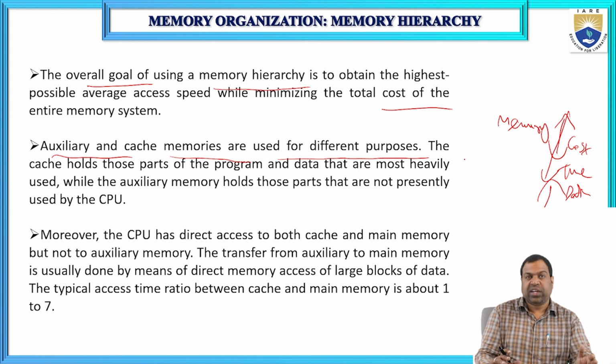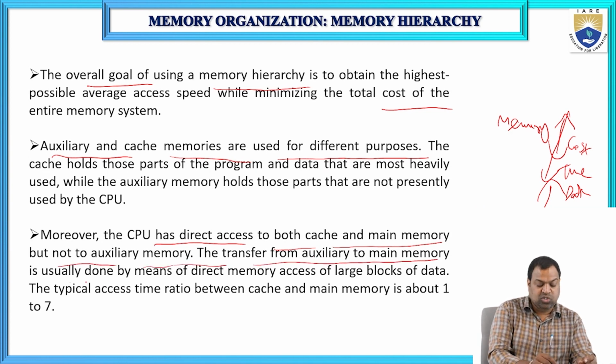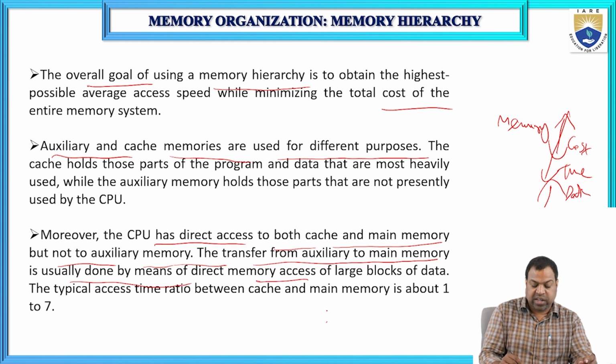Auxiliary and cache memories are used for different purposes. The auxiliary concept is different, and cache memory is different. The cache holds those parts of the program and data that are most heavily used. Cache holds the data being executed between the main memory and the CPU only, while auxiliary memory passes data through the main memory. The CPU has direct access to both the cache and main memory, but not auxiliary. The transfer from auxiliary to main memory is usually done by means of direct memory access.